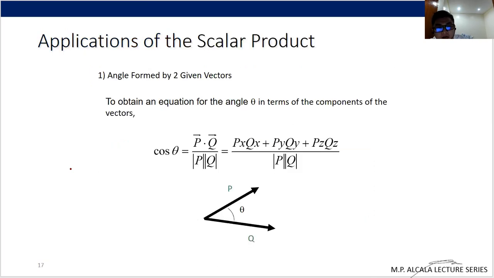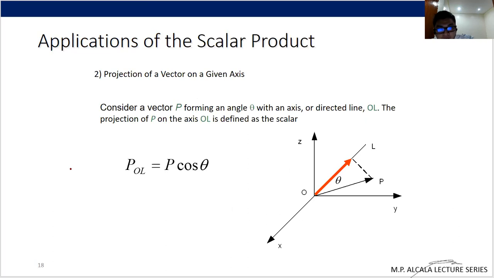Applications of the scalar products: the angle formed by the two given vectors. So, obtain an equation for the angle theta in terms of the components of the vectors, simply the following, in order for you to get the angle in between. So, kapag given yung two vectors. Alright?